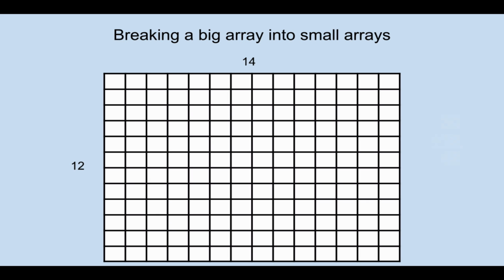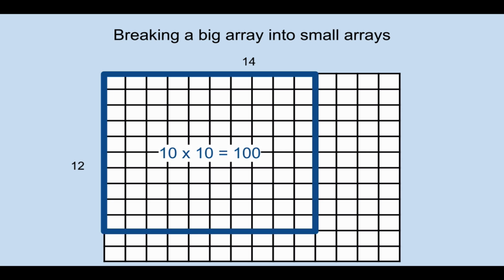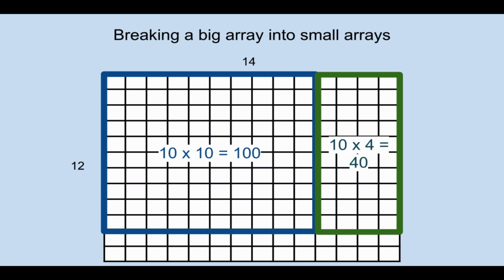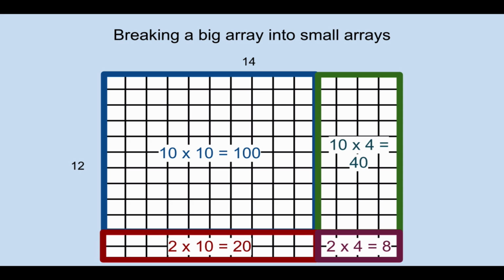I can use that same concept to help me figure out 12 times 14. Now in this case, I have two really large numbers. I can break them both up. So what if I could take a big 12 by 14 array and split it into 4 small arrays? A 10 by 10, a 10 by 4, a 2 by 10, and a 2 by 4. If I add the number of boxes in each of those 4 small arrays, I'll get the number of boxes in my entire big array. So here's how we take that concept and turn it into the box strategy.